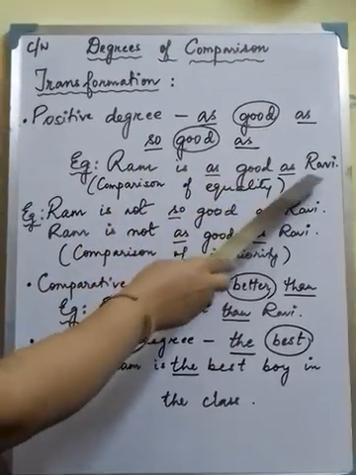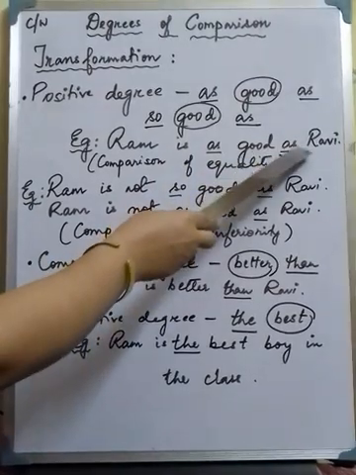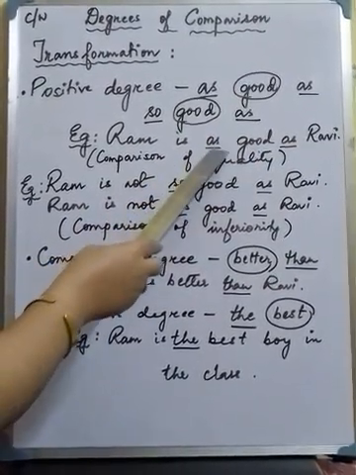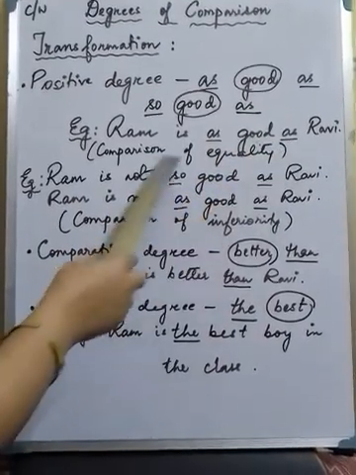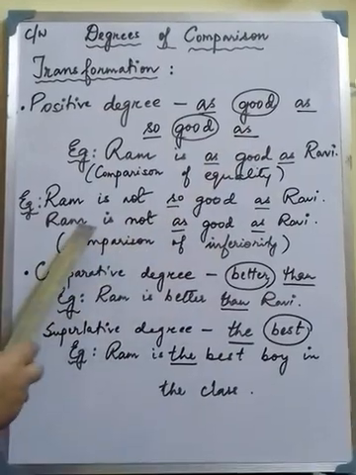Ram is as good as Ravi. That means Ram is equally good as Ravi. None of them are better than each other. So we use as. This is how this comparison of equality is implied by the use of as.